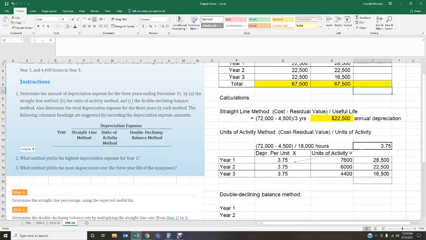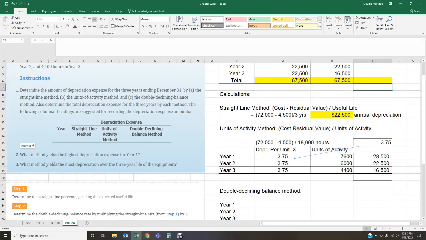Okay, so all we did here was calculate your units of activity per unit. In this case, we had the cost of 72,000 minus my residual value of 4,500 divided by the number of hours we expect the machine to last, which we said about 18,000 hours. That gives us our per unit cost of 375. You multiply that by the units of activity, how many units were used up during that particular time, and that will give you your annual depreciation. And I'm going to go ahead and add that here. So that gives me the 67,500.